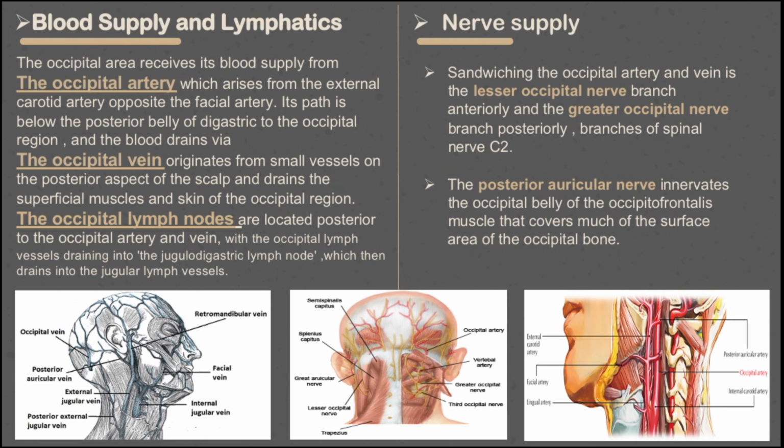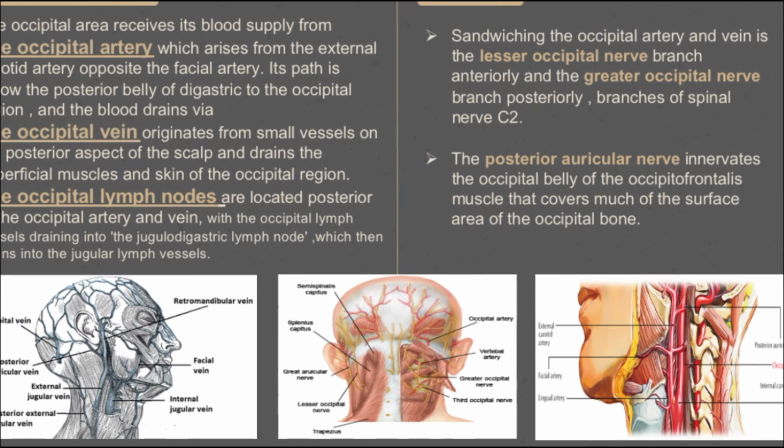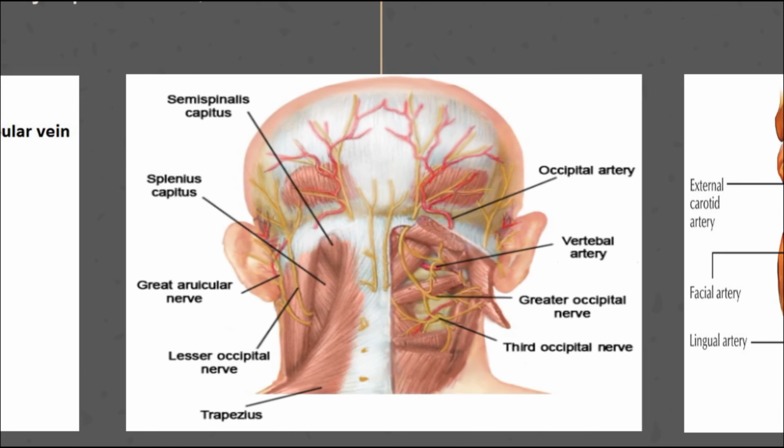Nerve supply of the occipital region. Sandwiching the occipital artery and vein is the lesser occipital nerve branch anteriorly, and the greater occipital nerve branch posteriorly, branch of the spinal nerve. The posterior auricular nerve innervates the occipital belly of the occipitofrontalis muscle that covers much of the surface area of the occipital bone.